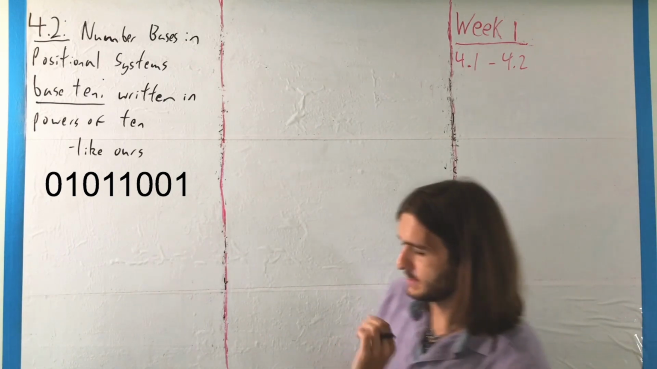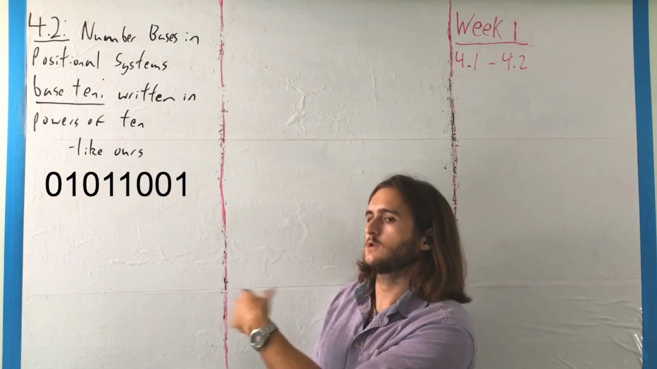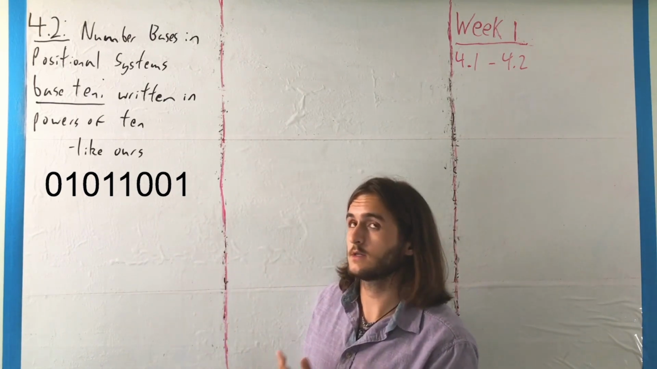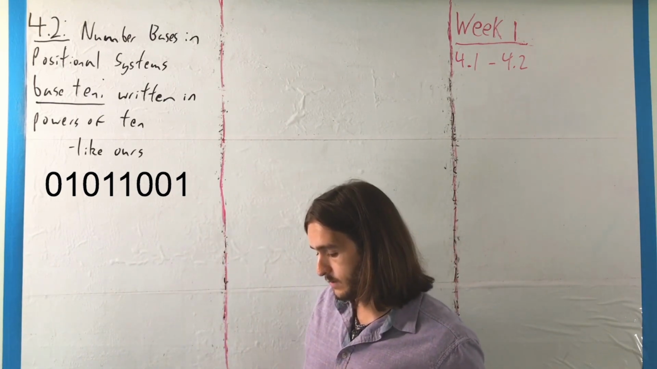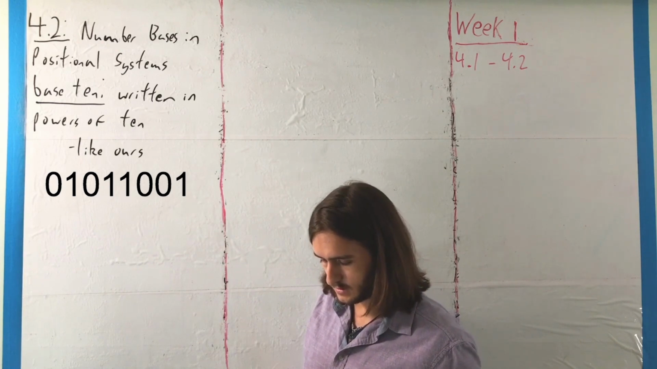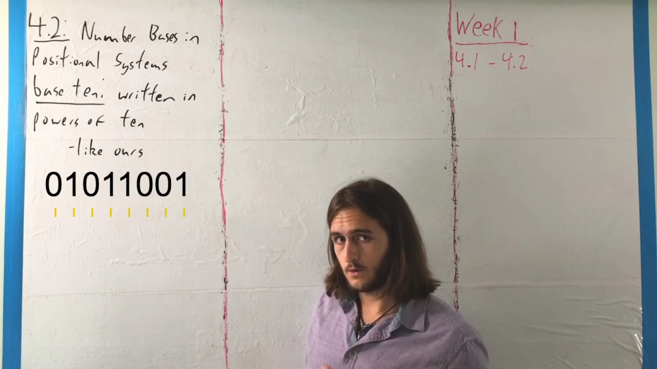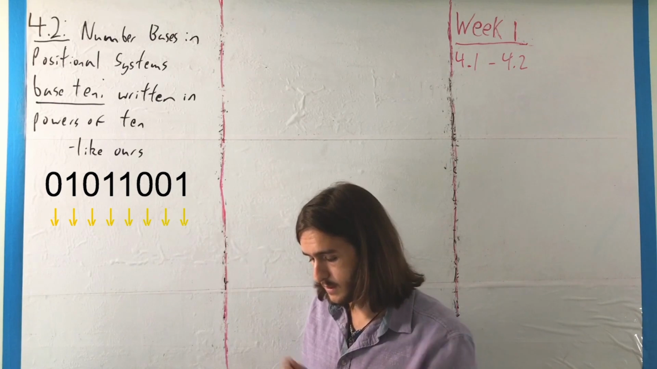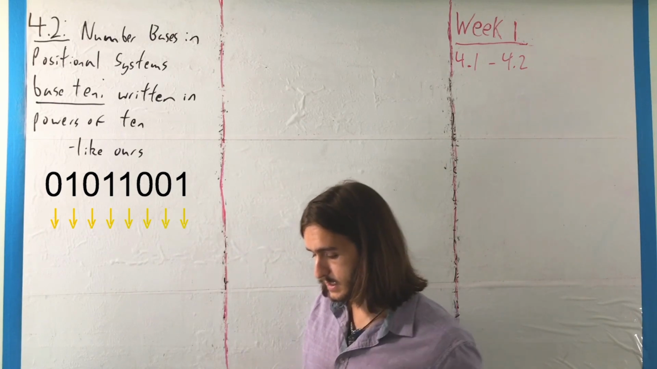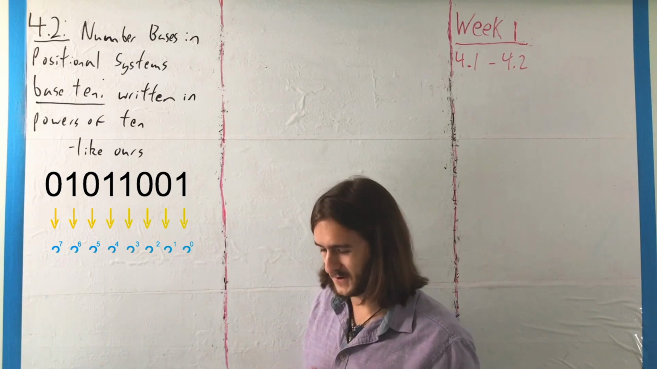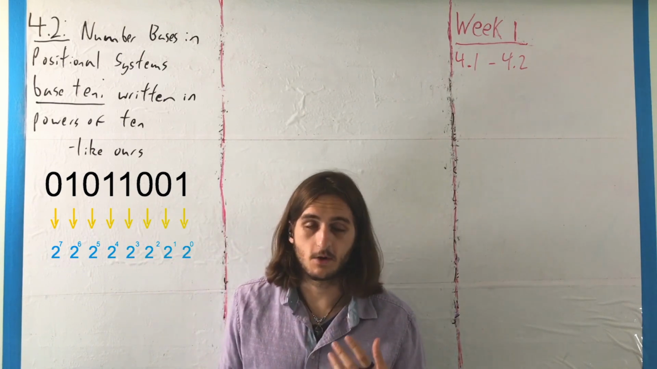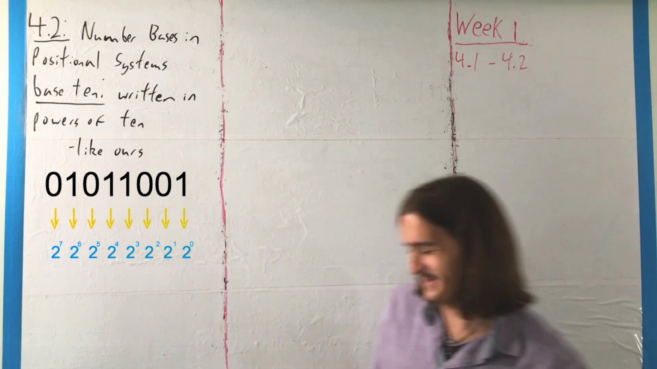Where that first one, because it's the furthest over, we're following the sort of scheme that we use in Hindu-Arabic for this, thankfully. That one, because it is all the way 7 places over, will be a 2 to the 7th. Then the next is a 2 to the 6th, to the 5th, 4th, 3rd, 2nd, 1st, and 0th power, as it were.